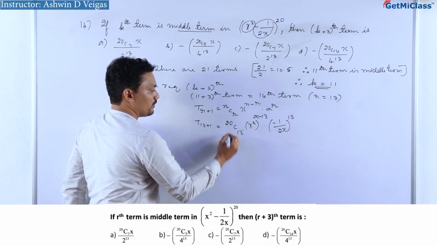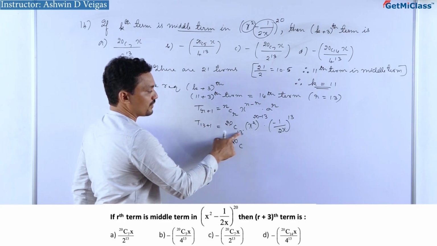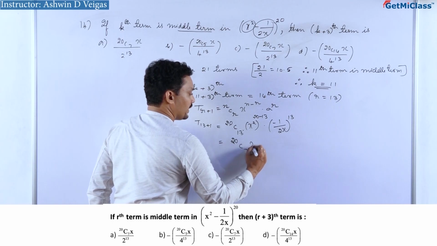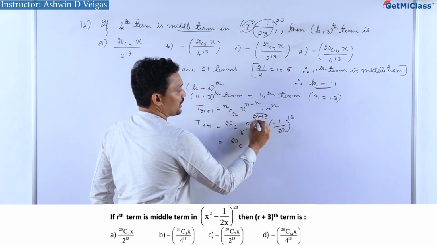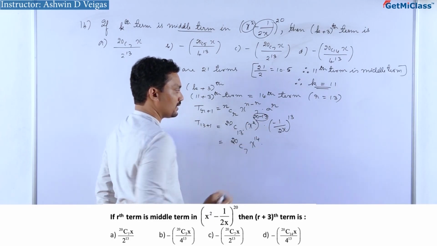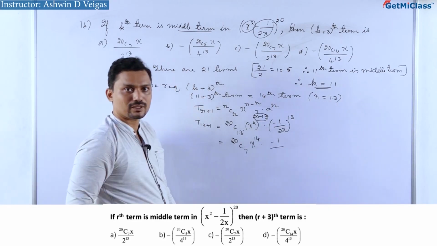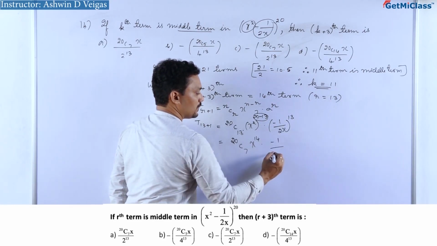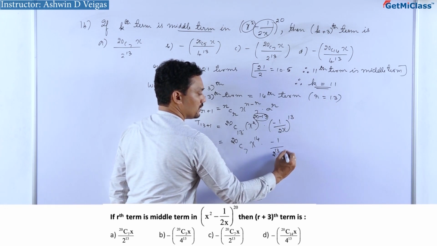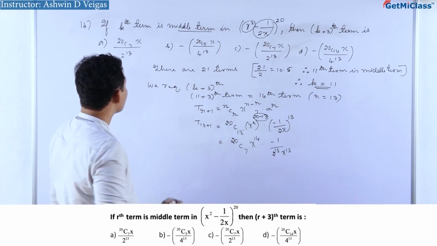So now we know 20C13 can also be written as 20C7, the difference of 20 minus 13. Into x, the first term: 20 minus 13 is 7, so this 7 into 2 will become 14. And minus 1 power 13 will be minus 1, since minus 1 power odd is minus. Now this will be 2 power 13, so 2 power 13 and x power 13. This is how it comes, and if you simplify this, you get the answer.